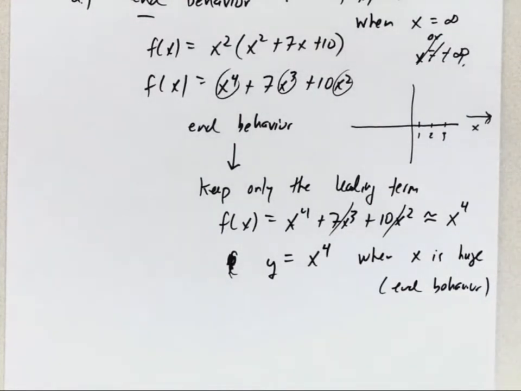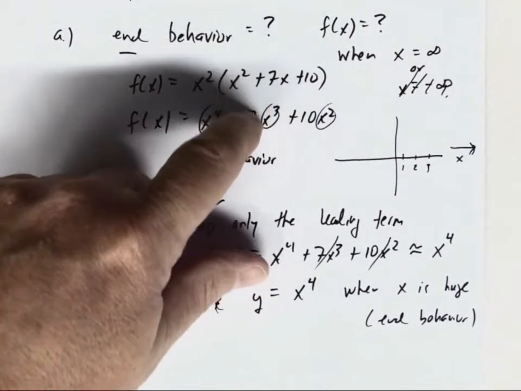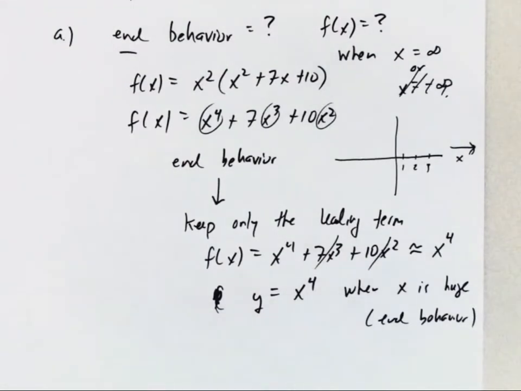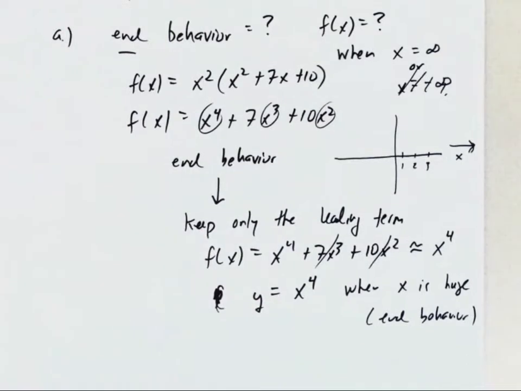All right, that was only part A. Now this kind of information, we're going to use it again in a little bit when we talk about some horizontal asymptotes. So what we've learned here is going to be helpful for stuff we do in a little bit.